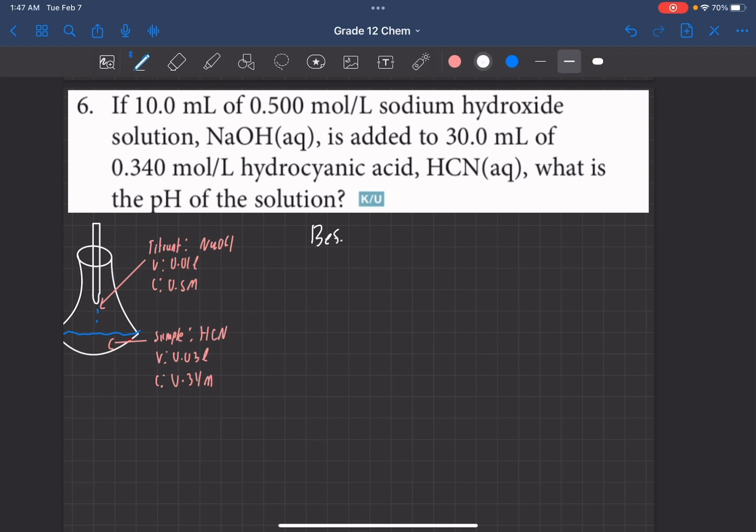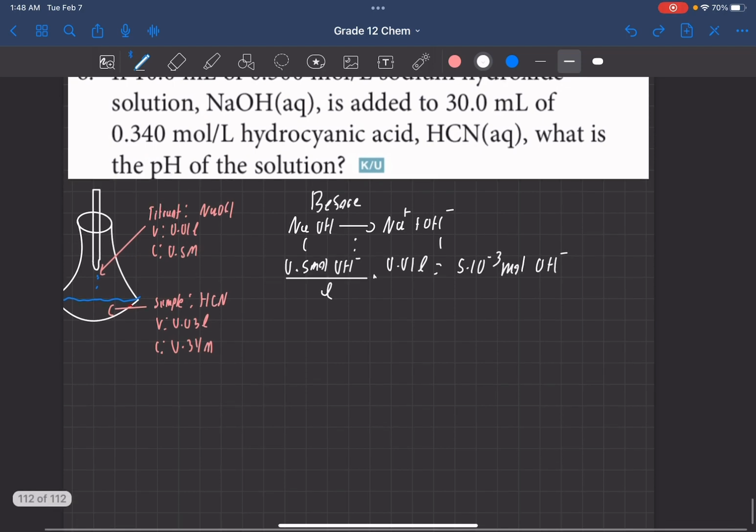All right, so before, right, we have sodium hydroxide, a strong base, which completely dissociates to Na+ plus OH-, right? 1-to-1 ratio, pretty similar to the previous questions. So 0.5 moles of hydroxide per liter, times the amount of liters in this titrant, so 0.01 liters. And we should get 5 times 10 to the negative 3 moles of hydroxide.